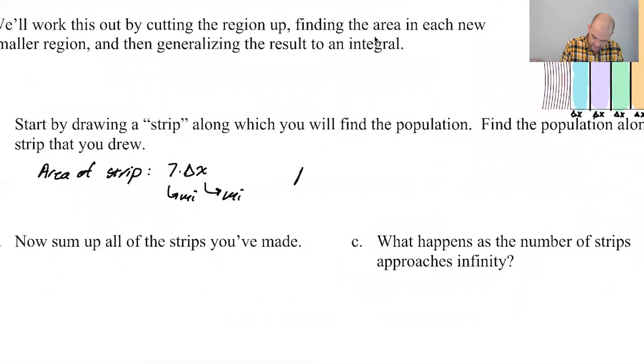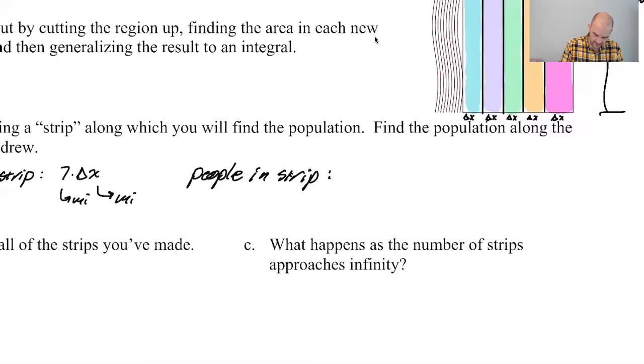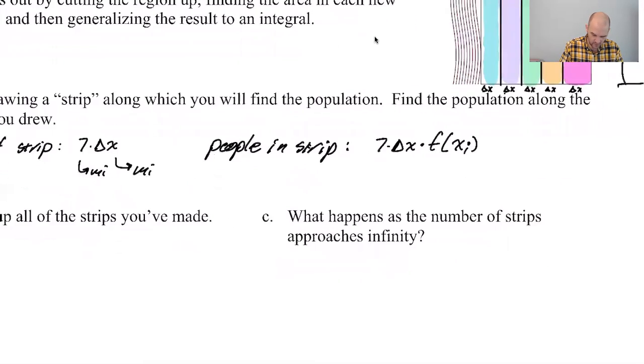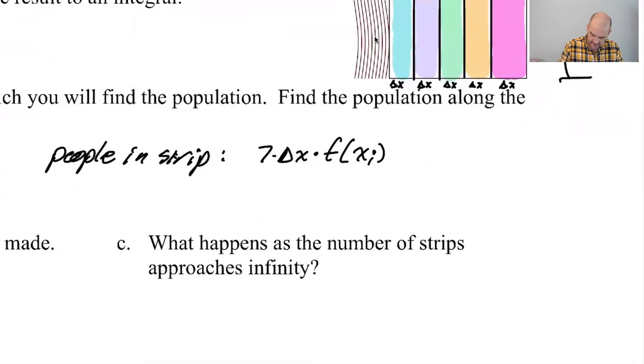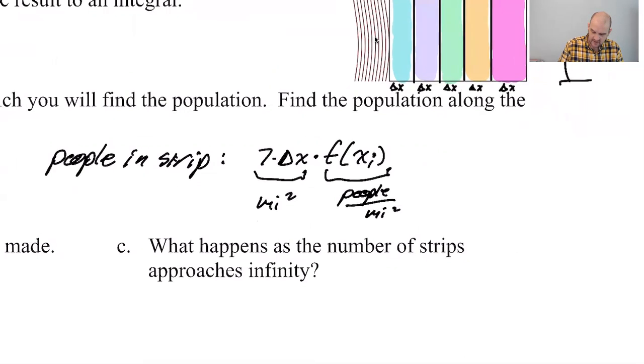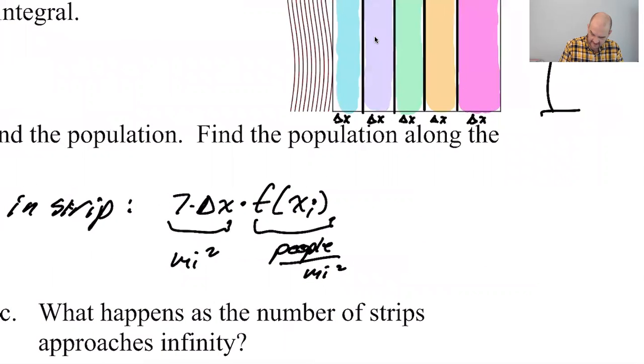People in the strip is going to be the area of the strip, which is in miles squared, 7 delta x, times the density, which is in people per square mile. We have to have an x sub i there. So that's the people in one strip. So this is miles squared, and this is people per mile squared.